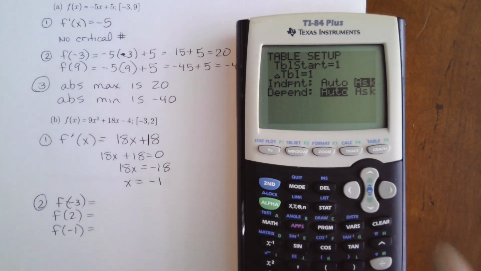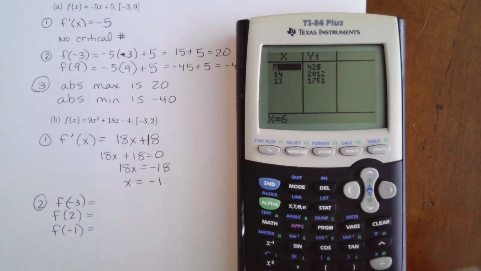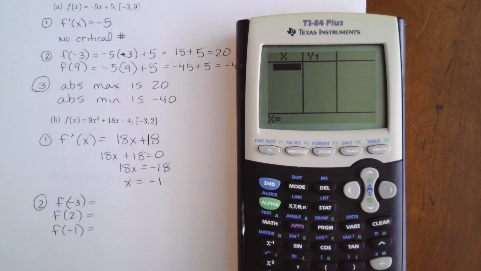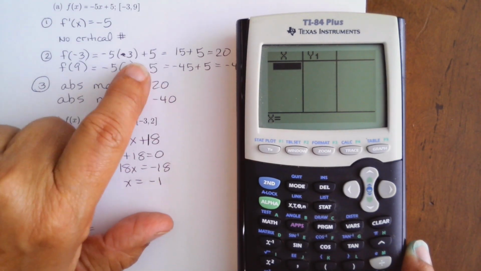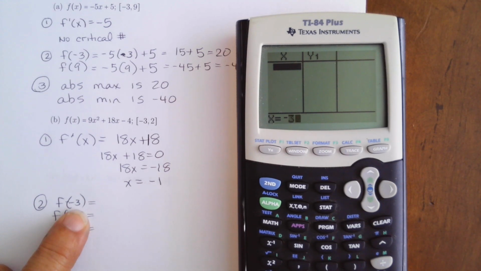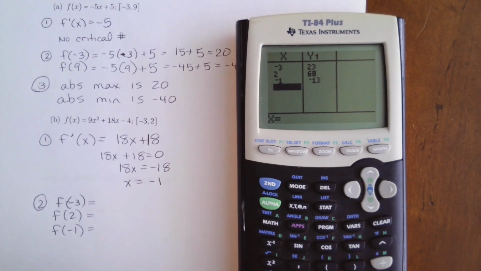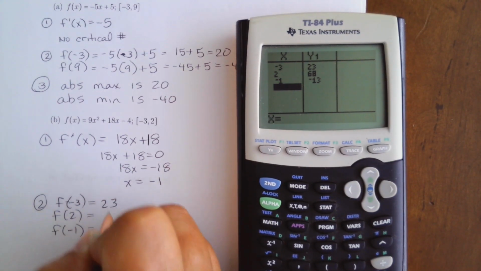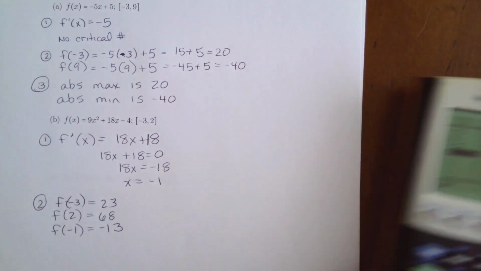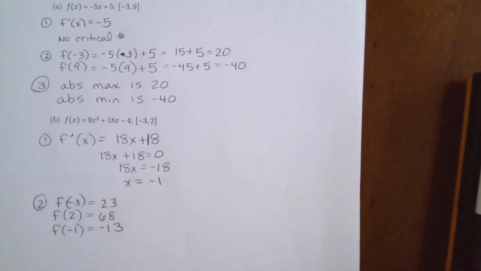Okay, now we're going to go to the table, which is second graph. And if you have any numbers in there, just hit delete, delete until everything goes away. All right, so now instead of having to work this out by hand like we did with this one, I'm just going to put these numbers in my calculator. So negative 3 to negative 1. So there are my y values. Okay, so I got 23, 68, negative 13. You can do it by hand, but I just like doing this because it just saves me some time. So I'm just getting those y values.